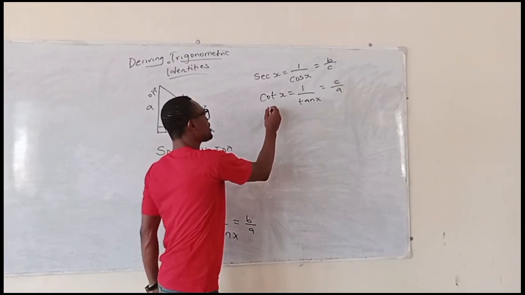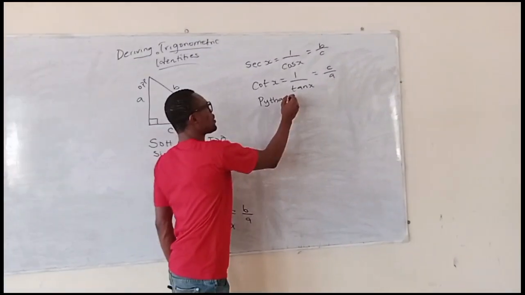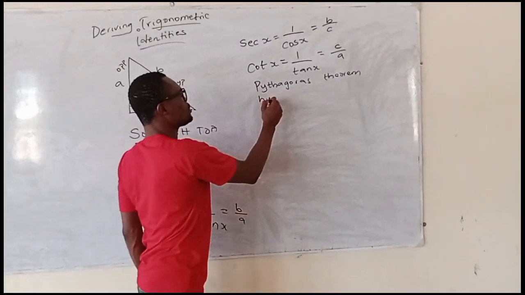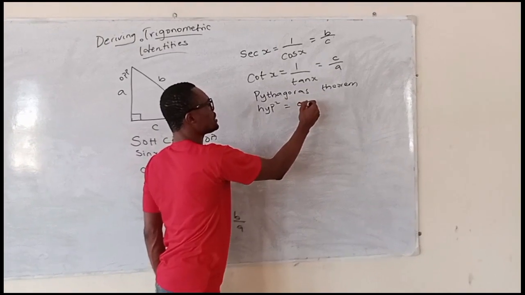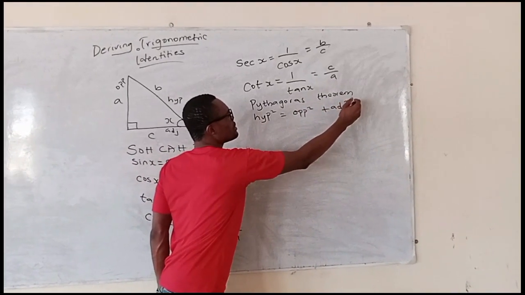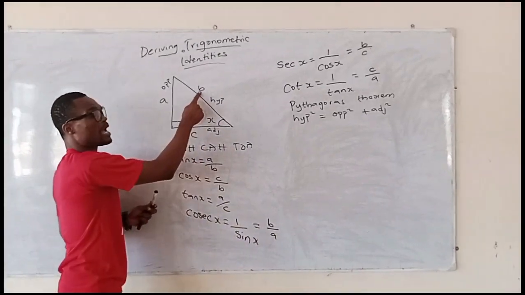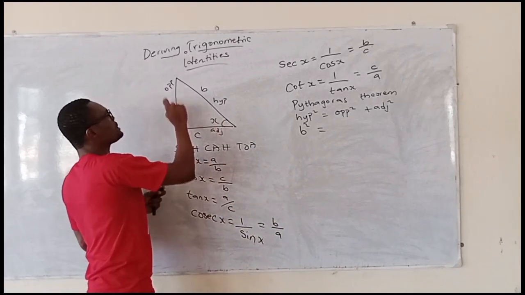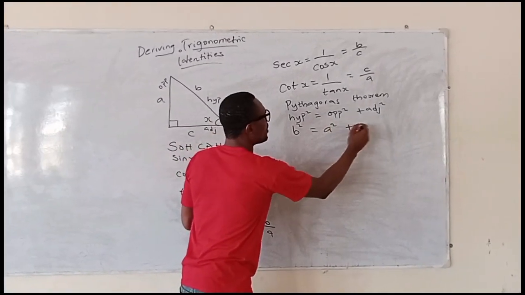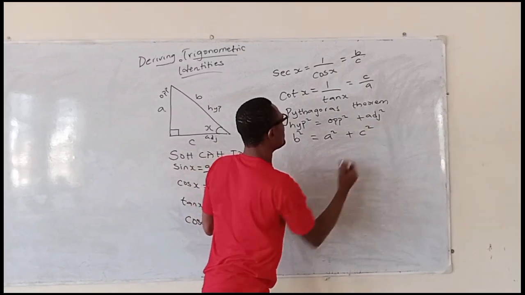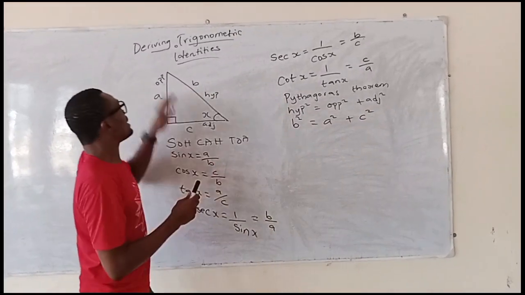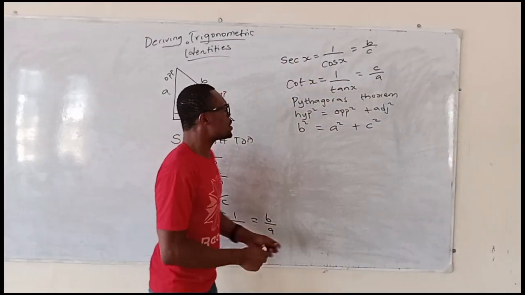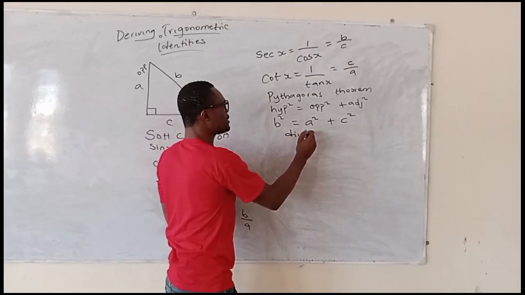According to the Pythagoras theorem, the hypotenuse squared is equal to the opposite squared plus the adjacent squared. What is the hypotenuse? My hypotenuse is B, that is B squared, is equal to the opposite, A squared, plus my adjacent, C squared. Let's remember our topic says deriving trigonometric identities. I've shown you some of the trigonometric ratios.